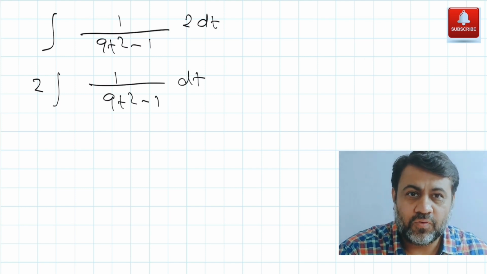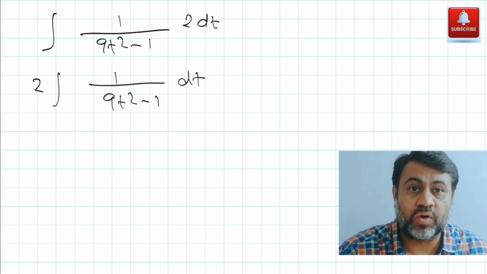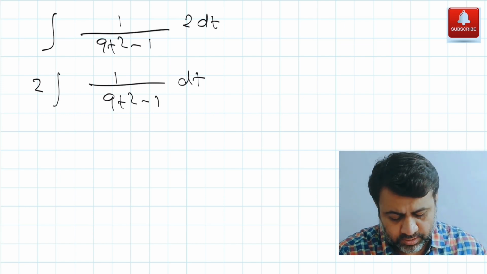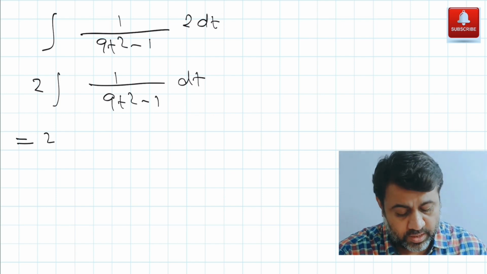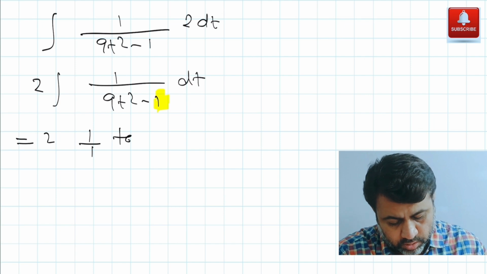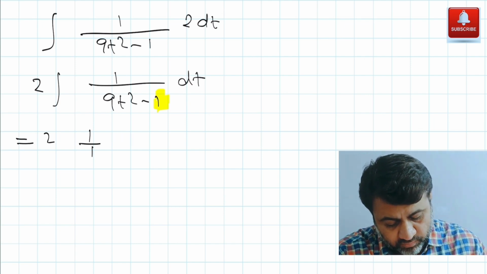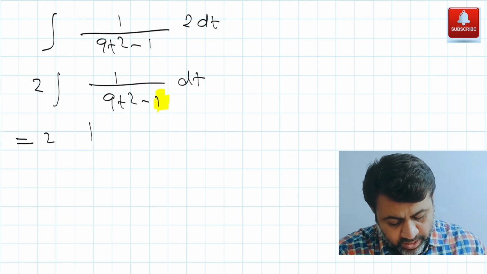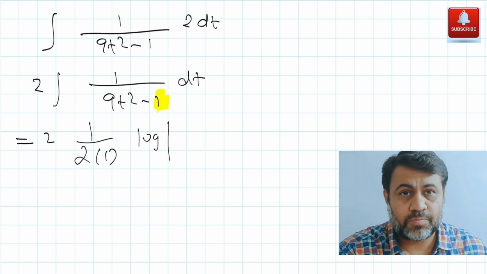ठीक है. Now, a simple application of 1 by x square minus a square, 1 by variable minus constant, keeping 2 as it is. So this is going to be, यहाँ पे a square is 1. If a square is 1, a will be 1. So what we get here is 1 by 1 log mod, sorry, we get 1 by 2 times a log mod x minus a upon x plus a, right?